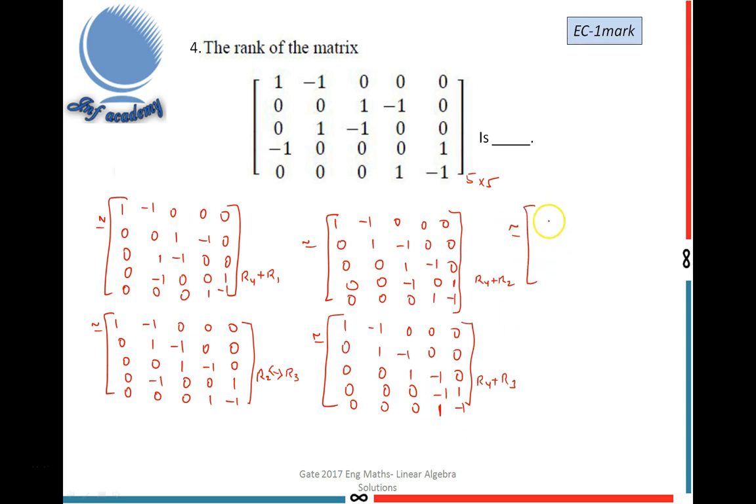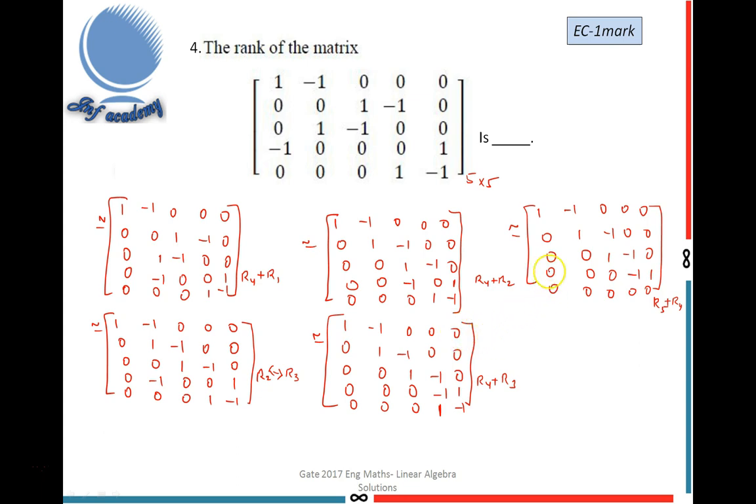So first row is same. Second one is same. 0, 0, 1, minus 1, 0. Fourth one also same. Fifth one, R5 gives R5 plus R4. So finally I got 0, 0, 0, minus 1 plus 1, 0, minus 1 plus 1, 0. This is the row echelon form of the given matrix.